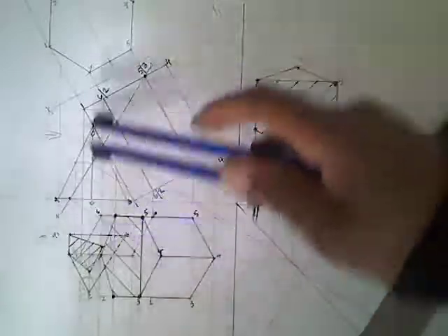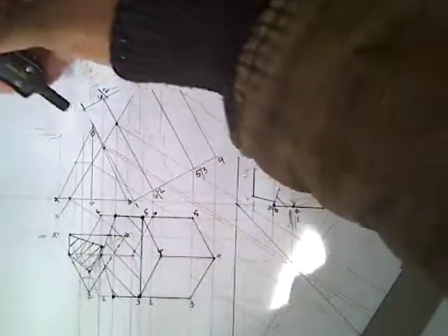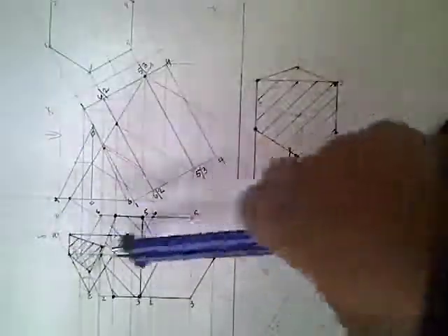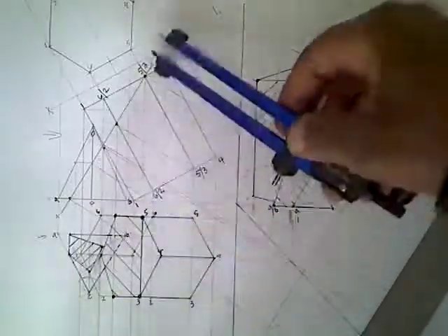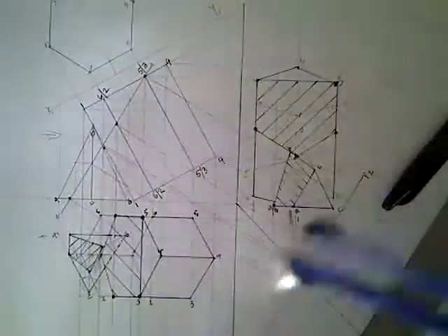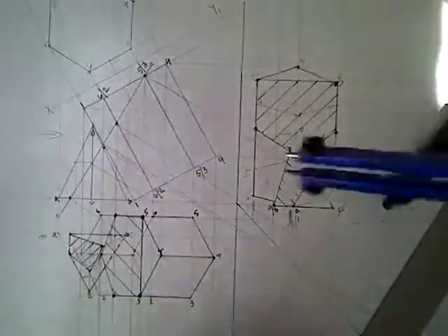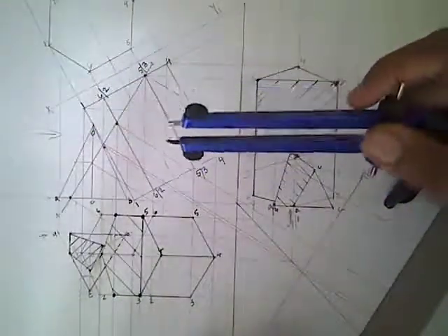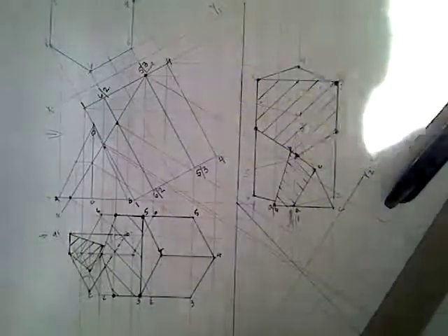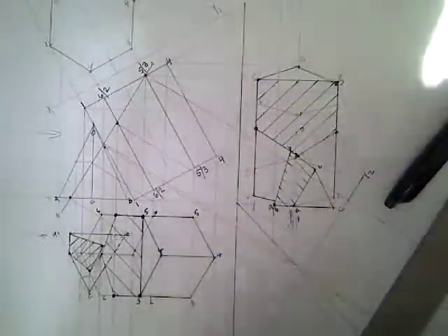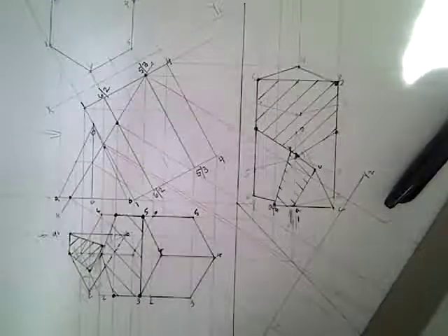Remember this one, looking at it directly there. These lines are parallel to the ground line, so those lines are true lengths. So we take that from the true lengths. Now, let's check. It cuts from the ground line to 5.